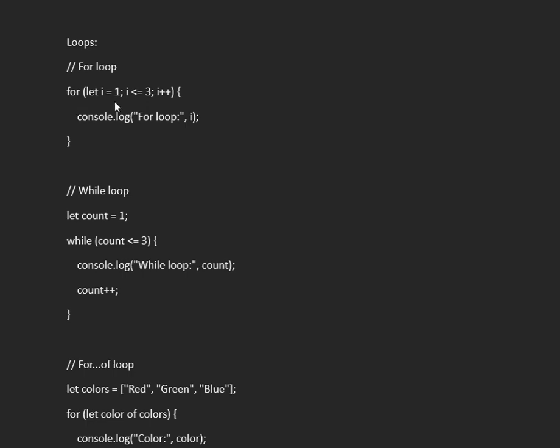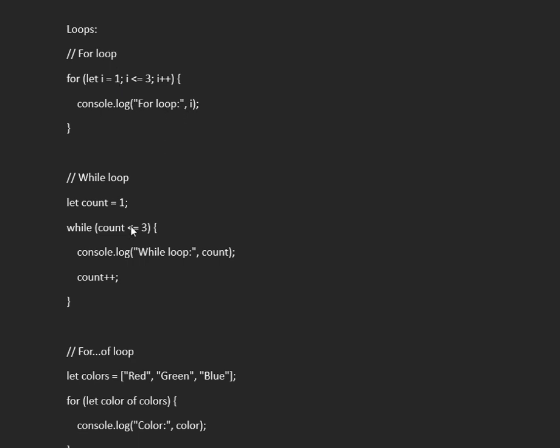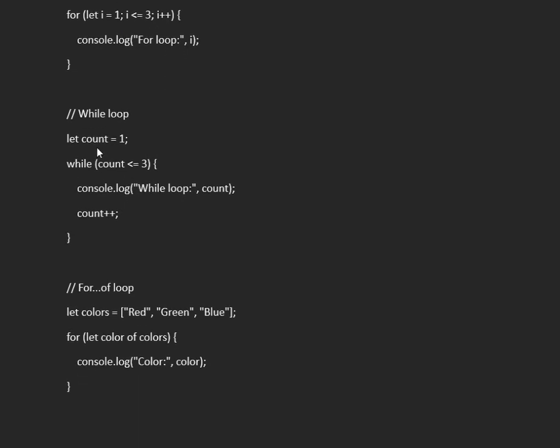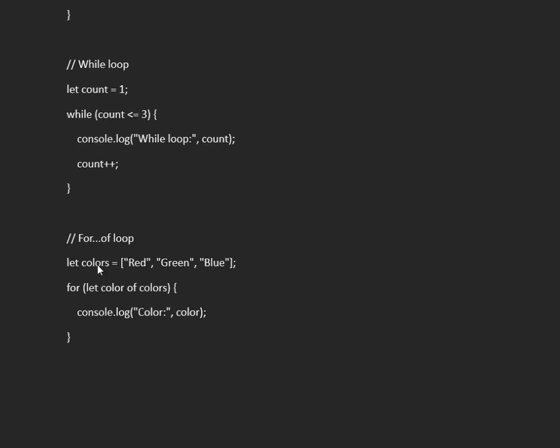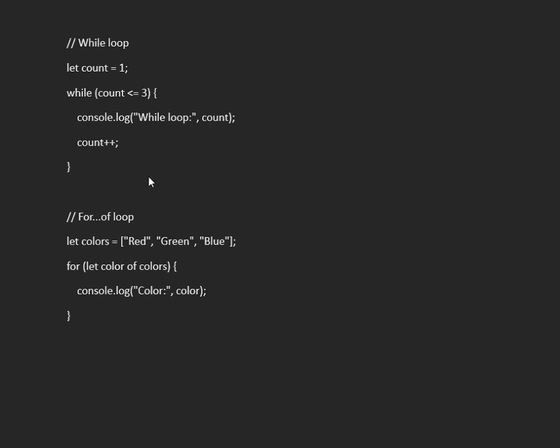Here the for loop has three expressions: initialization, condition, and update. Every time the for loop iterates, it prints for loop. And for the while loop, we have to initialize first, write the condition in the while brackets, open the curly braces and write the code you want. And we have to update the variable before the closing bracket. Then the for of loop is a cleaner way to loop through array elements.